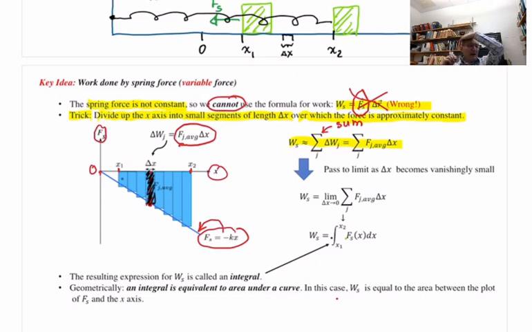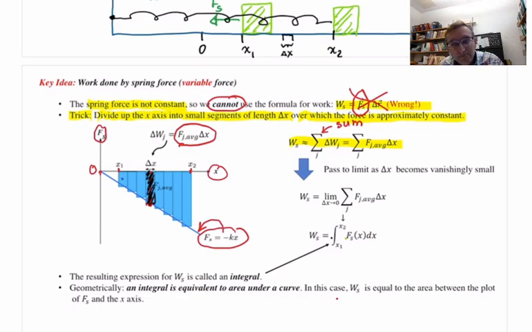Okay, so the trick is to divide up the region between x1 and x2 into little intervals, and just assume that over each interval, the spring force is constant, and so we can use the way to calculate work that we did before for a constant force. But you got to do that for each of those little rectangles and then add all the works up, and then you get the total.